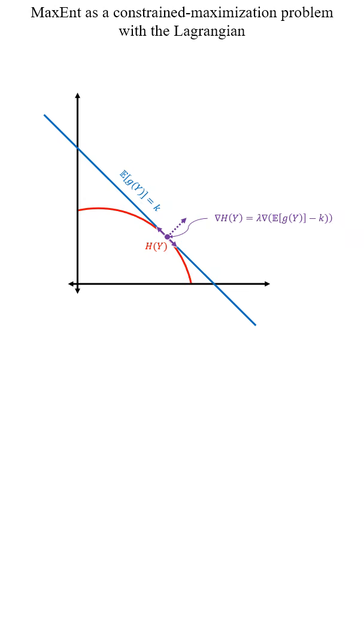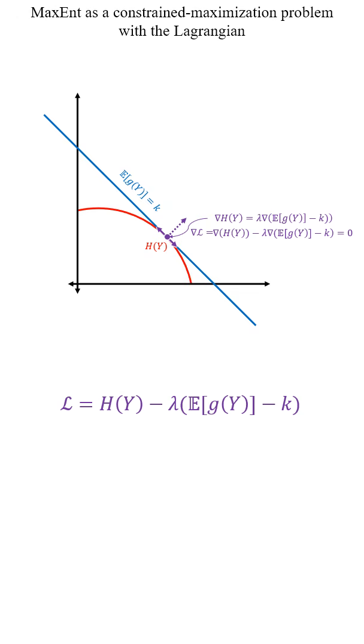We can rearrange this expression and set it equal to 0, and this is the gradient of the Lagrangian. The Lagrangian itself looks like this, and it packages both the thing we are trying to maximize, here entropy, and all of the constraints.